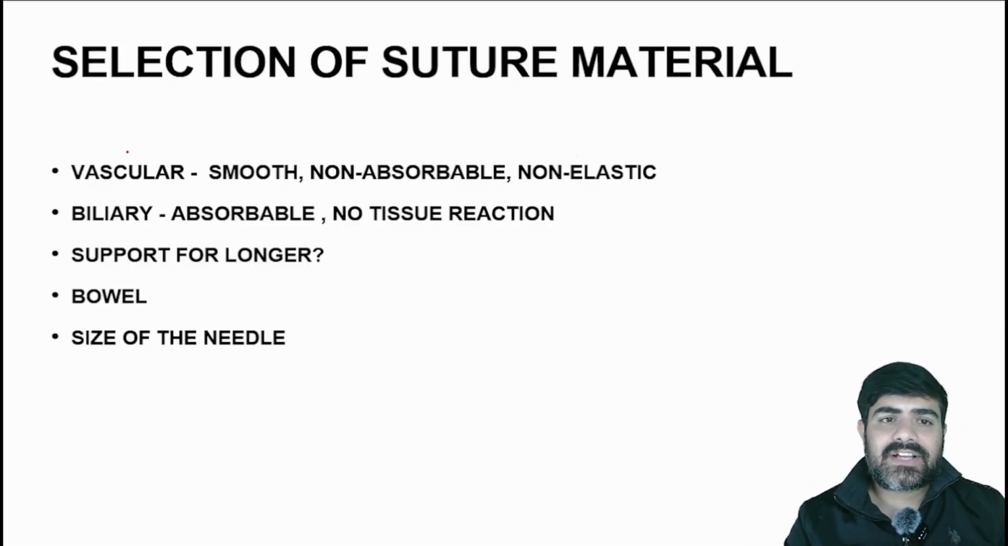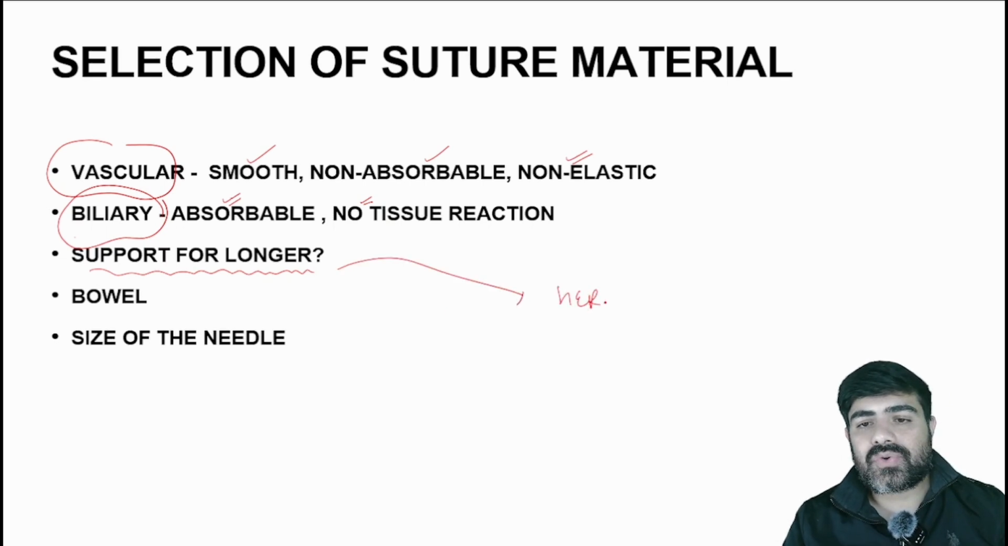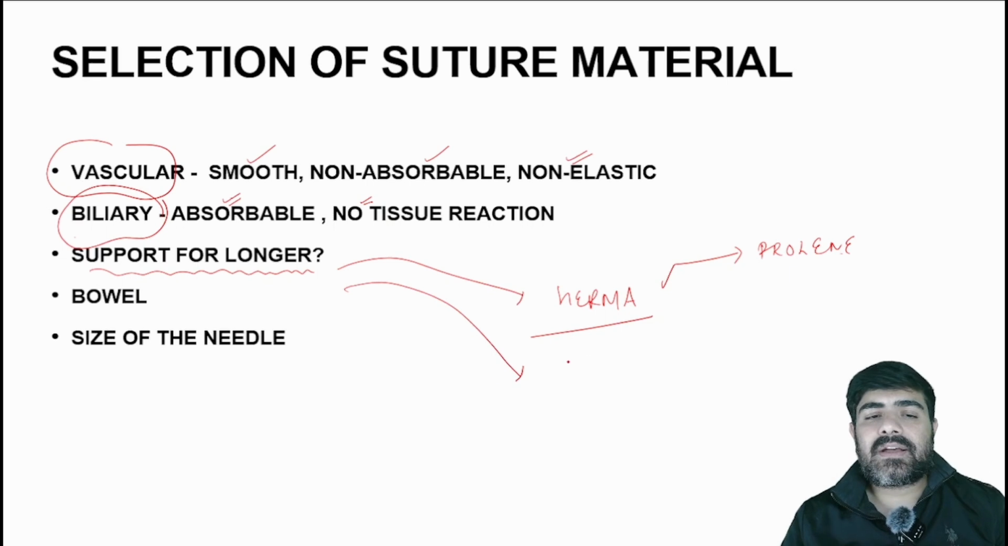So how to select a suture? For example, if you're doing a vascular surgery, you need a smooth, non-absorbable and non-elastic suture. For biliary surgeries, hepatobiliary, pancreatic surgeries, and anastomosis, we use absorbable suture with no tissue reaction. We have to keep in mind how much support is required, and for how long. If you're operating on a patient of hernia, you will need support for a longer duration, so you will use Prolene suture, that is polypropylene. For midline abdominal wall closure, we use PDS loop suture because it has delayed absorbability.